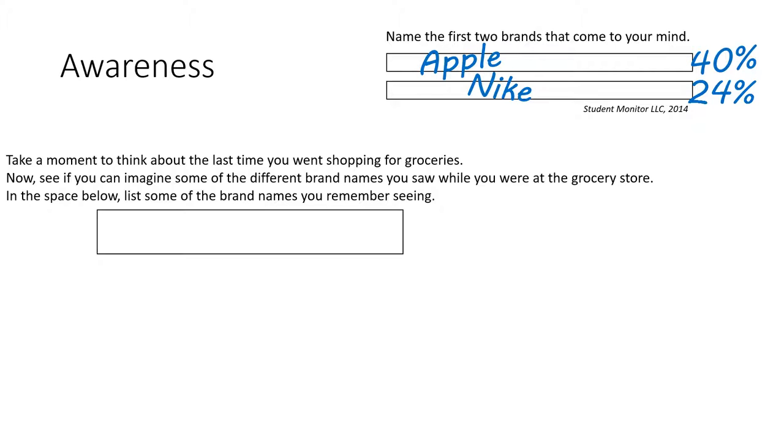Now, take a moment to think about the last time you went shopping for groceries. See if you can imagine some of the different brand names you saw while you were actually at the grocery store. In the space below, list some of the brand names that you remember seeing. Now, what's different about this measure compared to the previous measure? It's clearly these first two sentences. Here, we're trying to help the individual put themselves back into the previous context of which we're trying to ask them to recall some information.